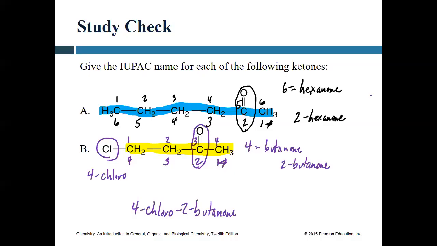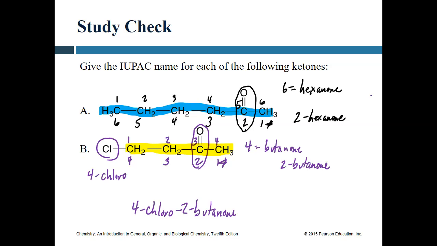All right, let's see how we did. So in the first one, there were no side groups on it. So it was just a 6-carbon chain. And so it became a matter of recognizing, okay, with 6 carbons, we know we're dealing with a hexanone. And then the location of the carbonyl group would be on the 2nd carbon if we numbered it backwards. So 2-hexanone would have been the correct answer.